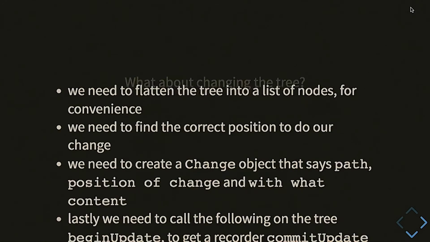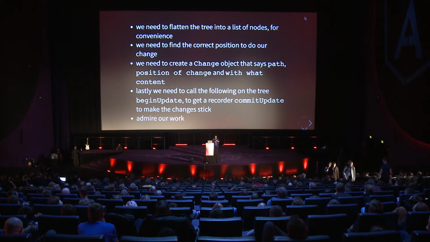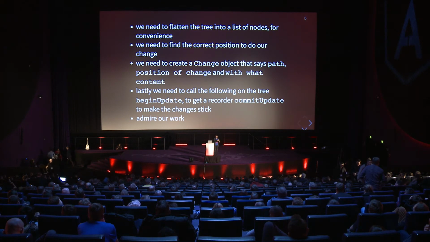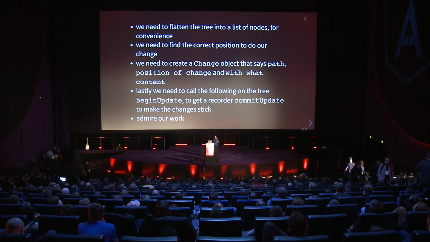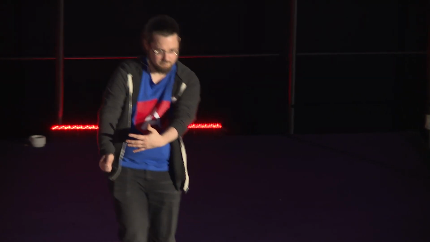2 minutes. Okay, so how do we actually affect the tree? Well, we need to take this tree and flatten it into a node list. That's one of the first things we need to do. Once we do that, we find the correct position. Once we have the correct position, we need to create a so-called change object. So a change object is nothing more than an intention. It describes, here's the text I want to insert, here's the position at which I want to insert it, and then I'm going to hand this over to something that's going to commit this to the actual tree, right?